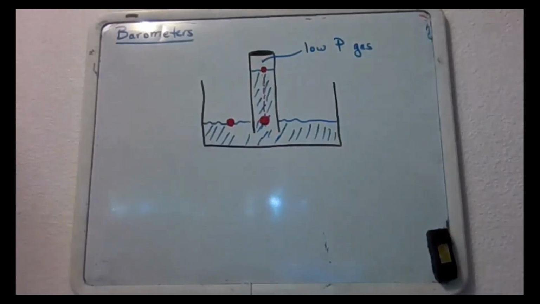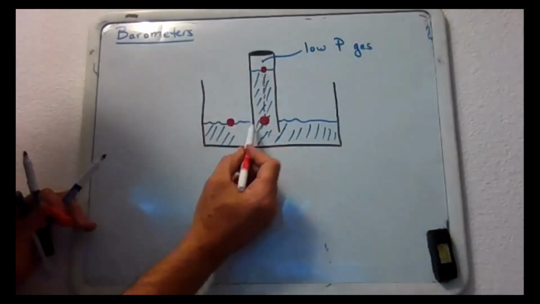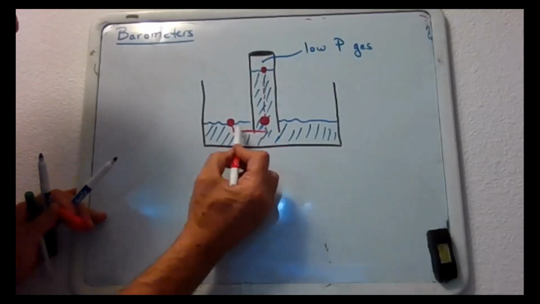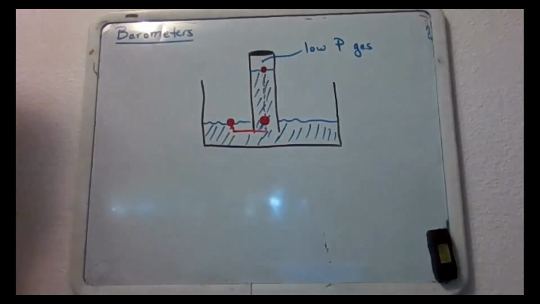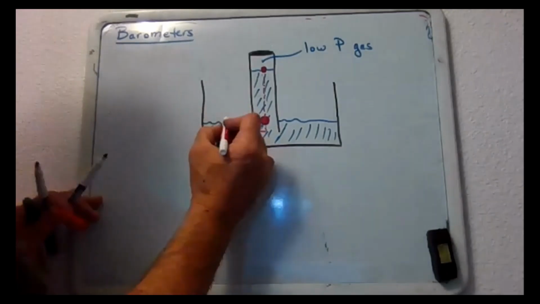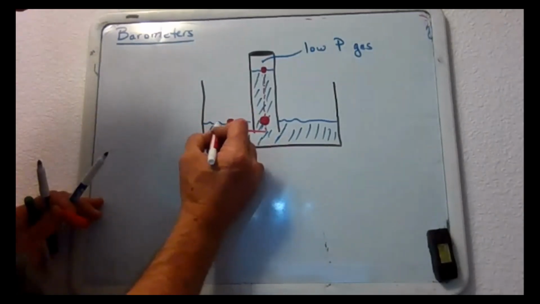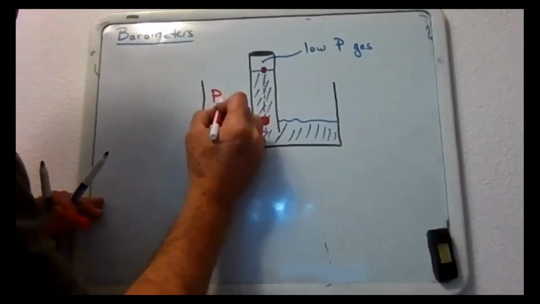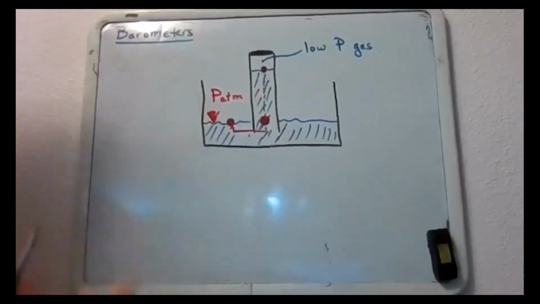Well, I intended to put this dot at the same level as that dot, so these two pressures actually should be the same. Then in addition, we might be able to come up with a number for this pressure. This water here is exposed to the atmosphere. So right here we would be at P atmosphere.